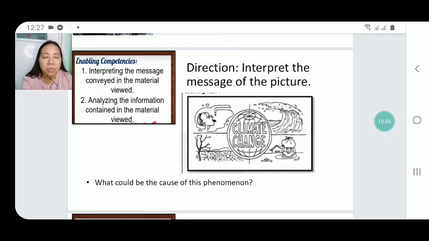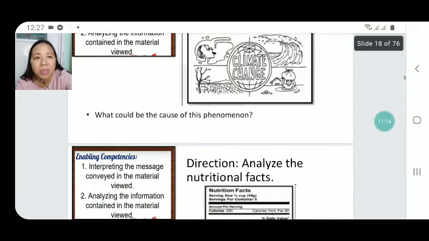In viewing this picture, what do you think could be the cause of this phenomenon? Kung ano lang yung nakikita natin diyan, what could be the answer? It could be drought, tagtuyot. Too much typhoon, di ba? Too much rain, monsoon, that could be possible, right? That could be a possible cause.